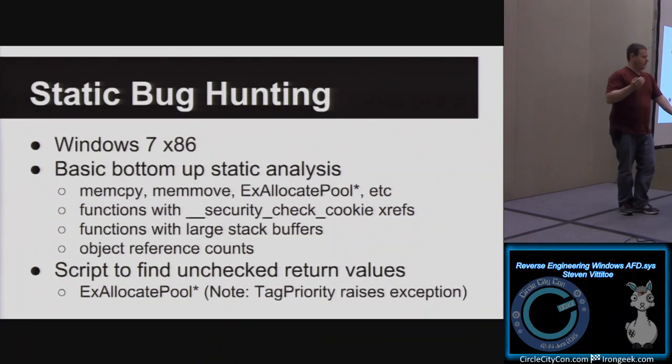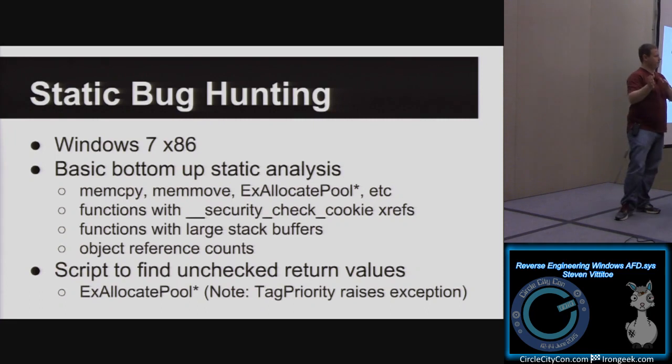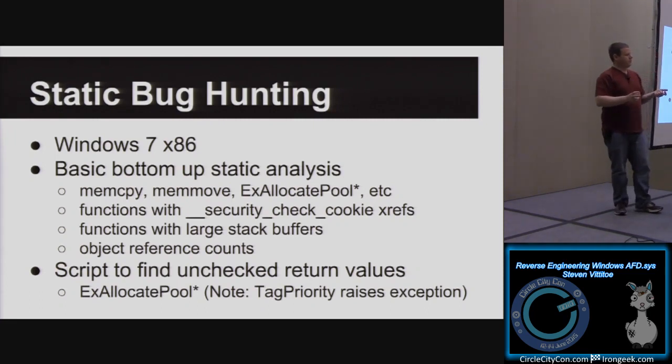So, bottom-up analysis. You load up the driver, you say, where is memcpy called? You find memcpy, you press X, and you get a list of 80 cross-references. You go to the first one, and you see that the length is 32. It's going to copy 32 bytes from some buffer to another buffer. How big is the buffer that it's copying into?